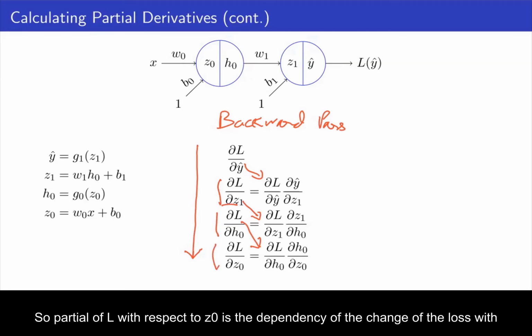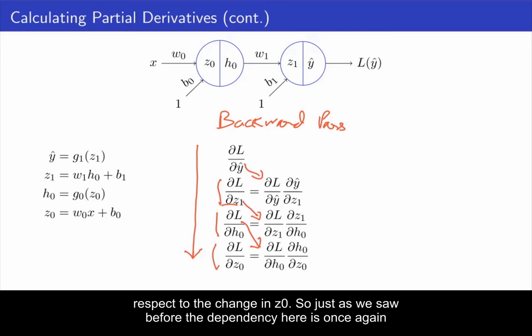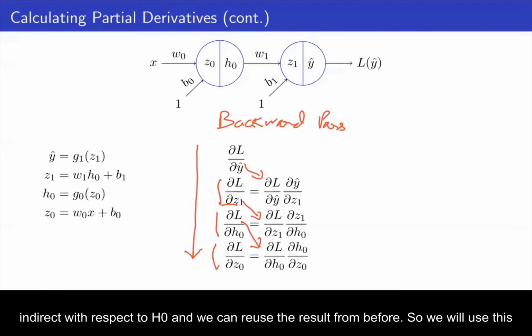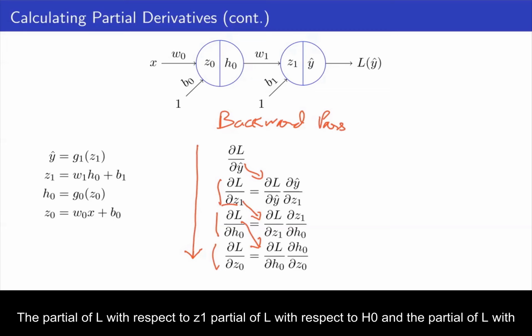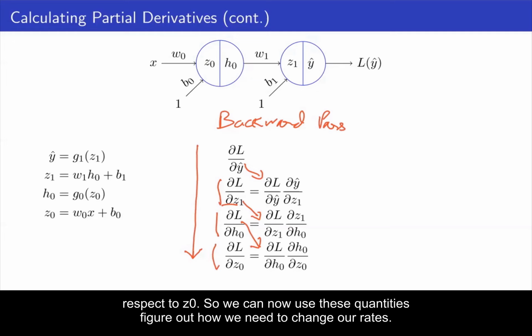So partial of L with respect to Z0 is the dependency of the change of the loss with respect to the change in Z0. Just as we saw before, the dependency here is once again indirect with respect to H0, and we can reuse the result from before. So we will use this partial of L with respect to H0 here. And now what we have computed are these quantities: the partial of L with respect to Z1, partial of L with respect to H0, and the partial of L with respect to Z0.